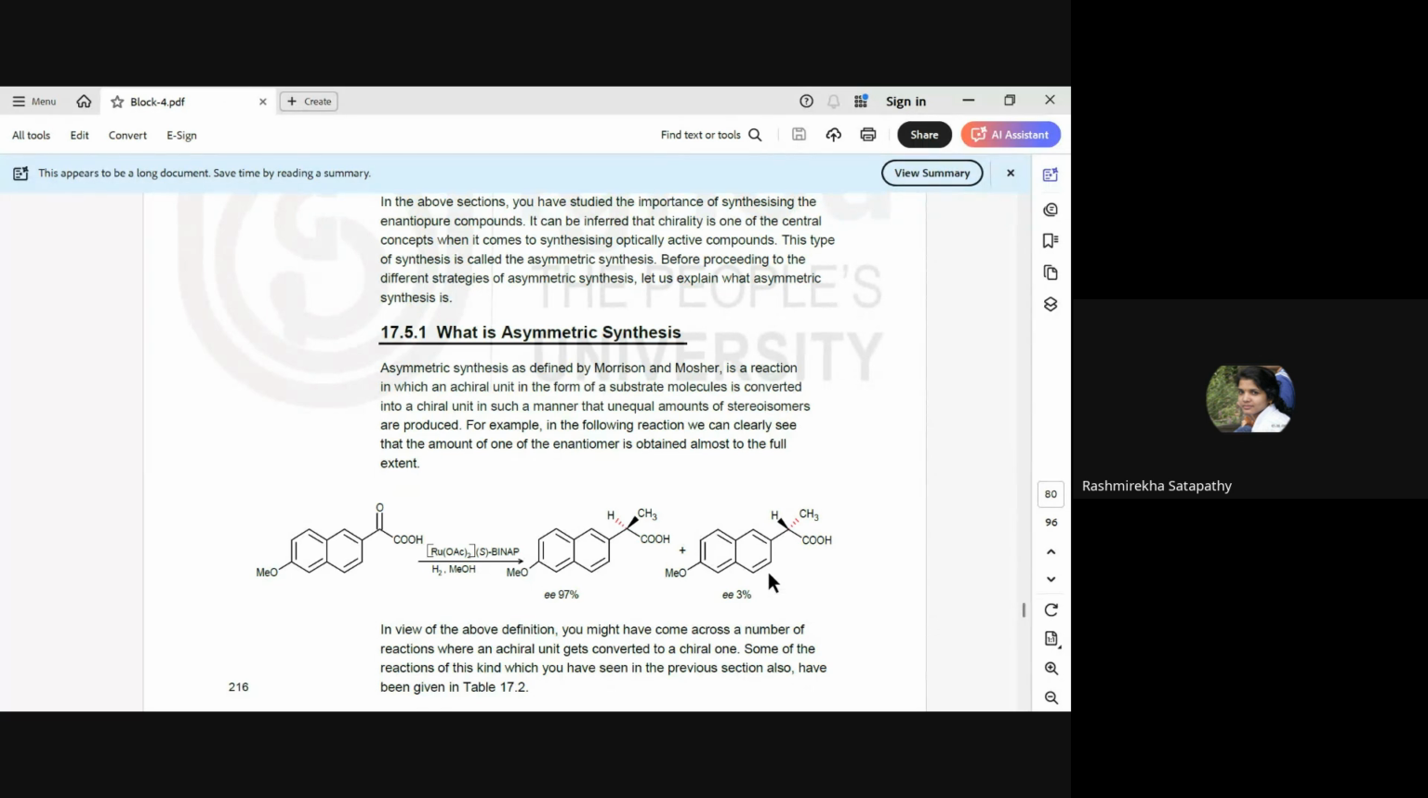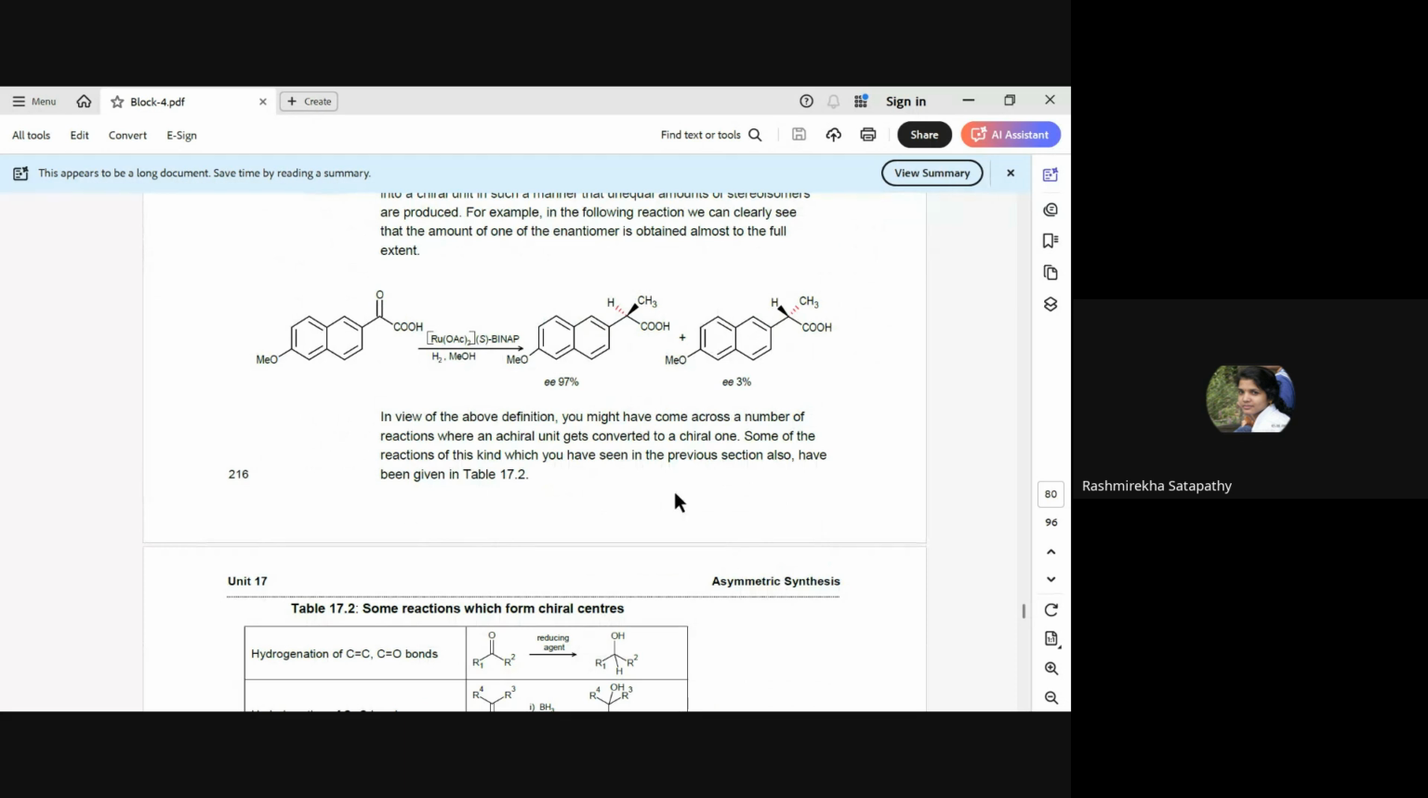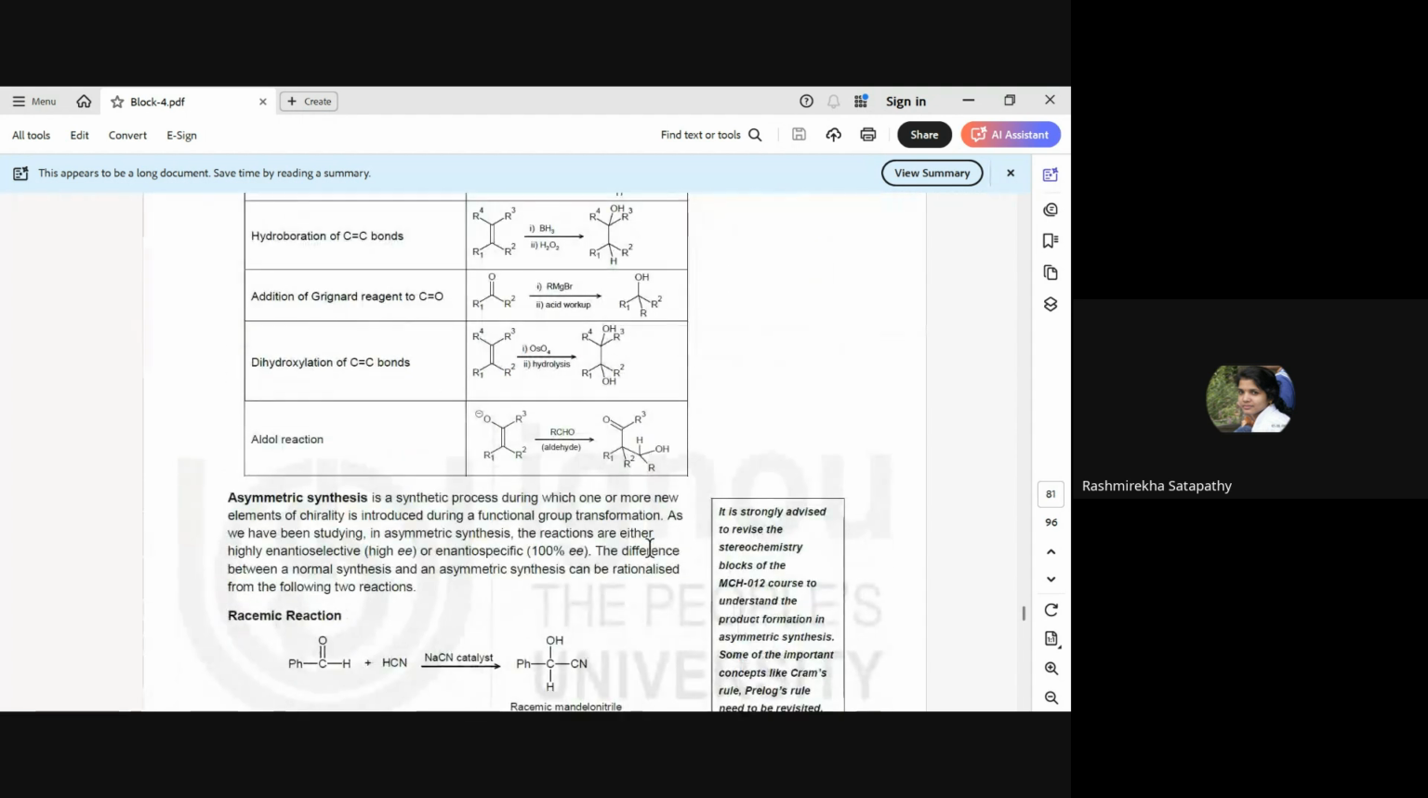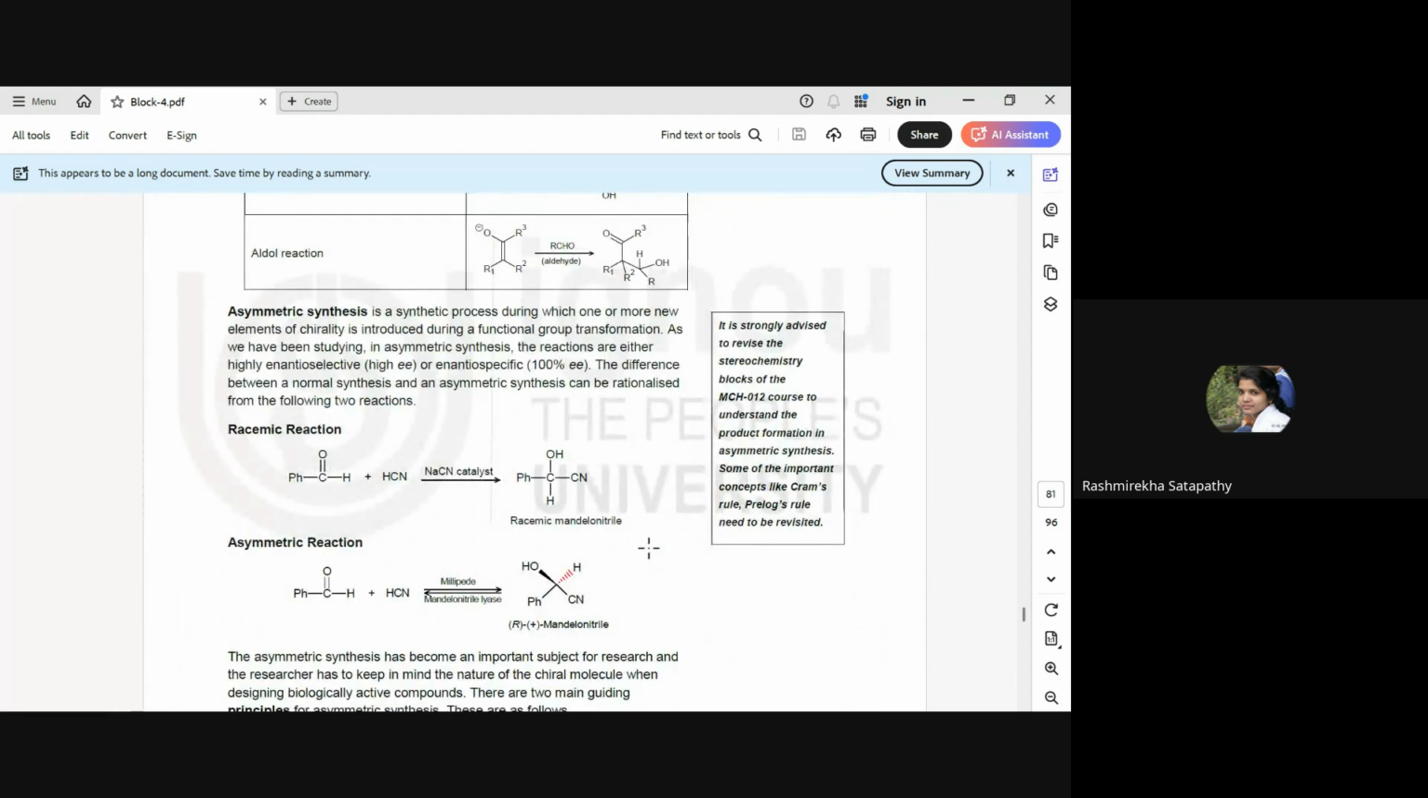In view of the definition, you might have come across a number of reactions where the achiral unit gets converted to the chiral one. Some of these reactions you have seen. When you use the chiral reagent, this chiral compound is forming. Asymmetric synthesis is a process during which one or more new elements of chirality are introduced during the functional group transformation. As we have been studying, in asymmetric synthesis the reactions are either highly enantioselective or enantiospecific, 100% ee.